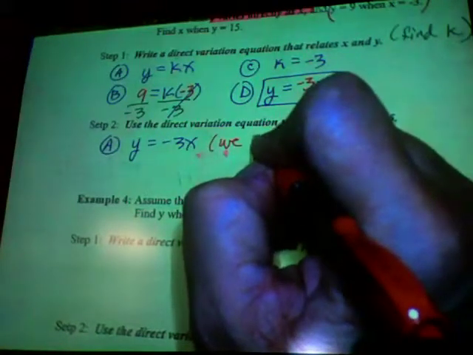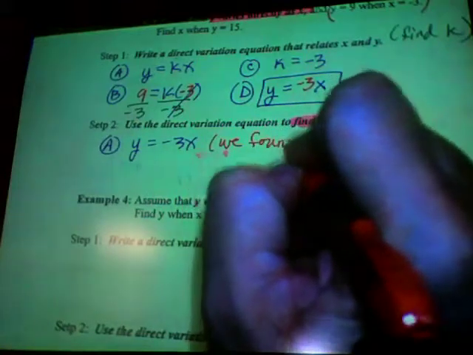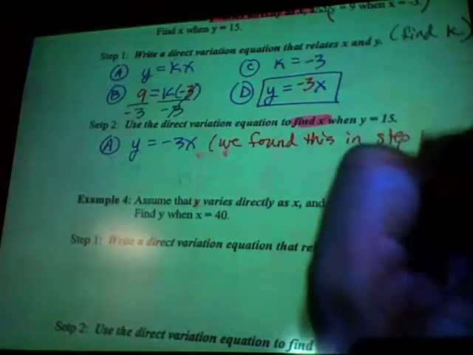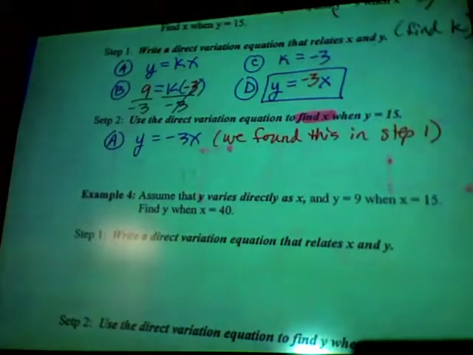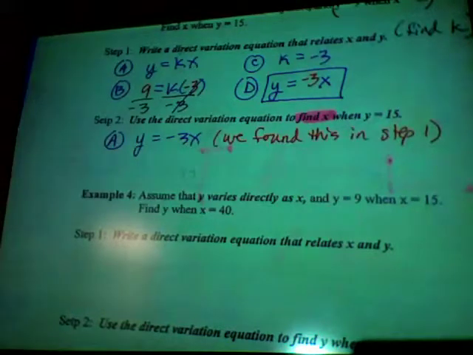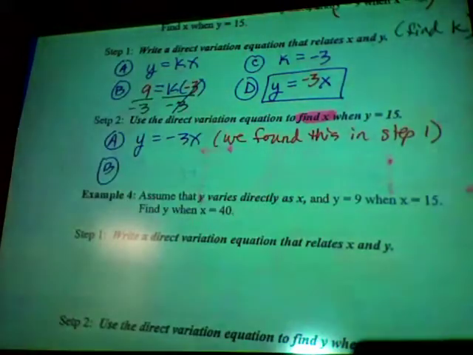We found this in step 1. So that's where the y equals negative 3x comes from. It comes from this right here. So now anytime I give you an x or a y, you ought to be able to find the other one. So how do we find x? What are you going to do?